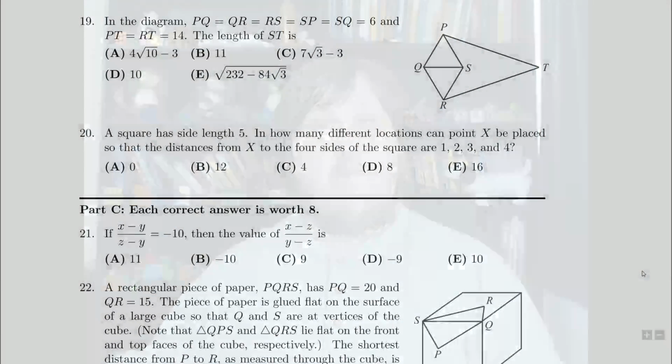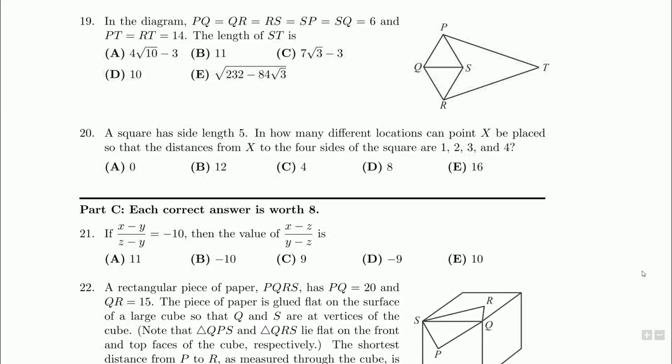We're up to question 20 on our 2010 Fermat paper, so it's been quite a journey. We're at the end of part B now, and so up next will be part C where the questions are worth a little bit more. But what have we got here?